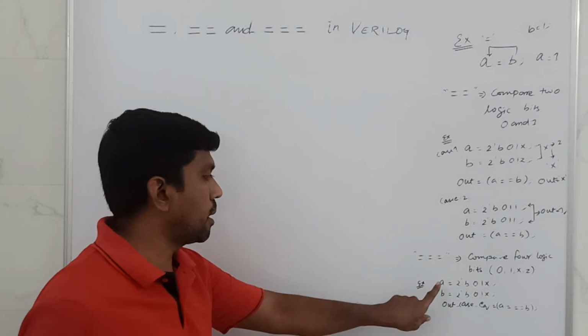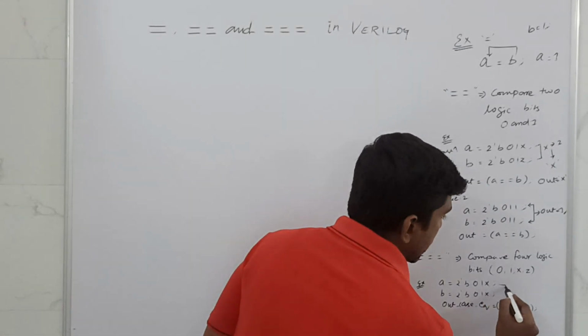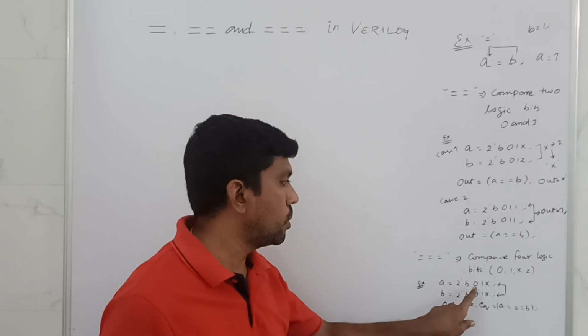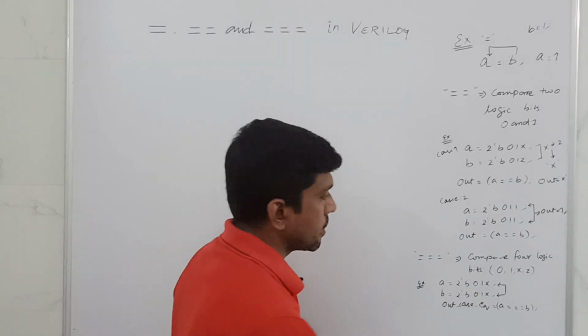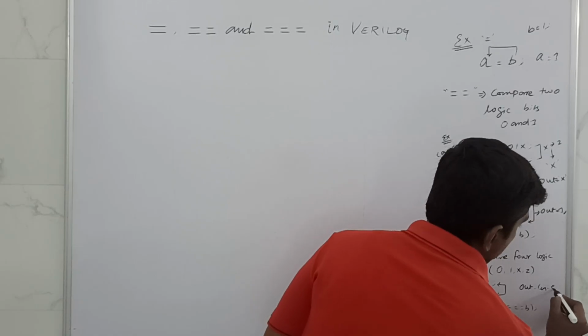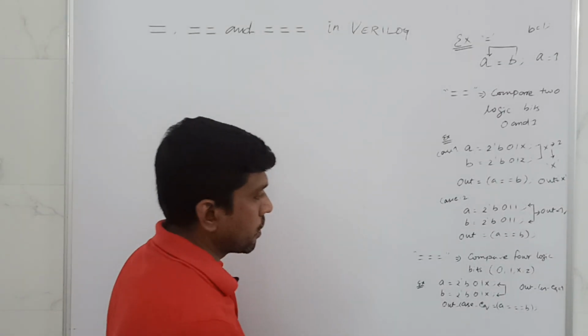Here we just compare these two values A and B. Both the values are exactly matched, 0 1 x and 0 1 x. So out case equality = 1. The final result is 1.